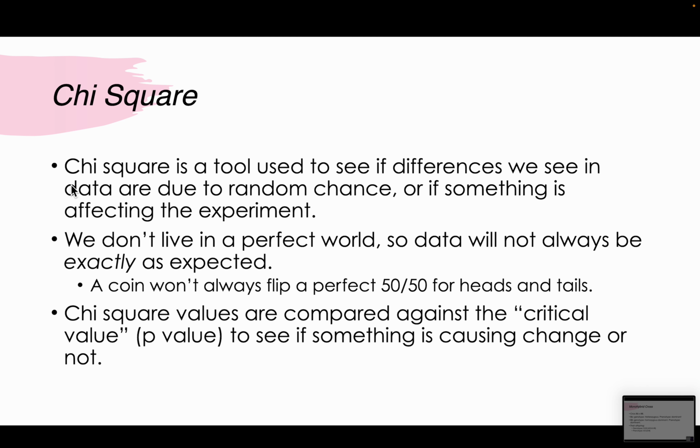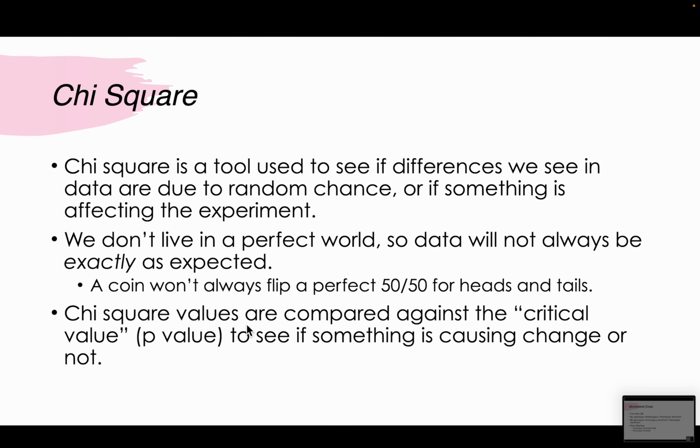So chi-squared is statistical analysis. I use it to see differences in data, to see if what I'm looking at has something affecting it, or if it's just random chance. Because remember, we don't live in a perfect world. Every time I flip a coin, I'm not always going to get an even 50-50. I could get some more than the other.